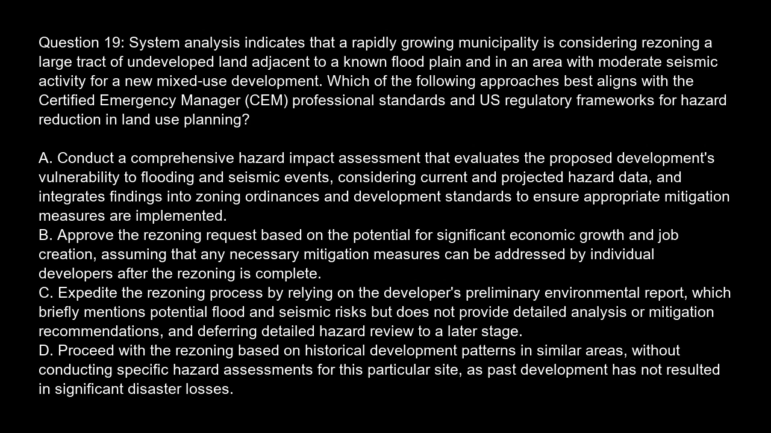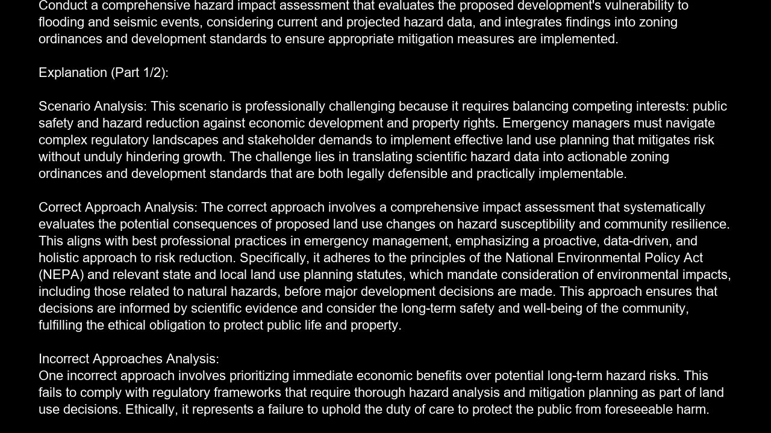Option C. Expedite the rezoning process by relying on the developer's preliminary environmental report, which briefly mentions potential flood and seismic risks, but does not provide detailed analysis or mitigation recommendations, and deferring detailed hazard review to a later stage. Option D. Proceed with the rezoning based on historical development patterns in similar areas, without conducting specific hazard assessments for this particular site, as past development has not resulted in significant disaster losses. The correct answer is A.